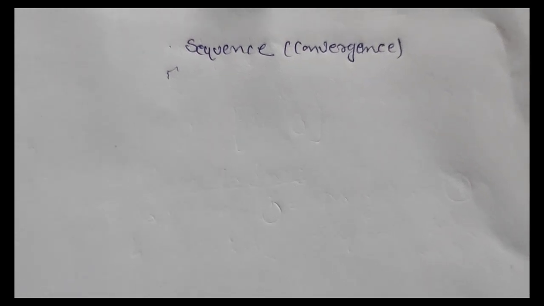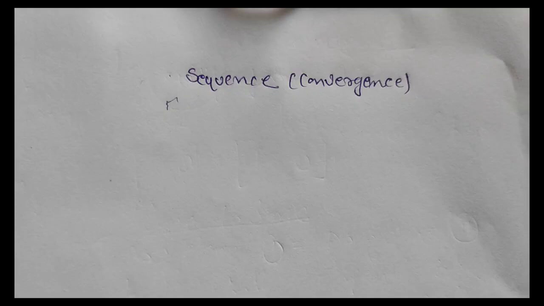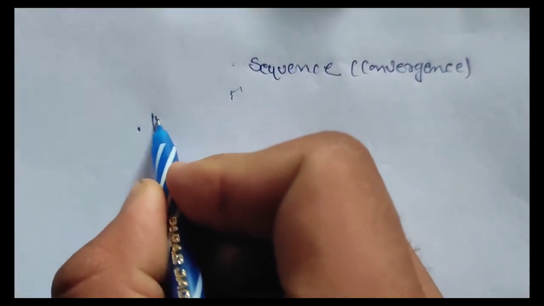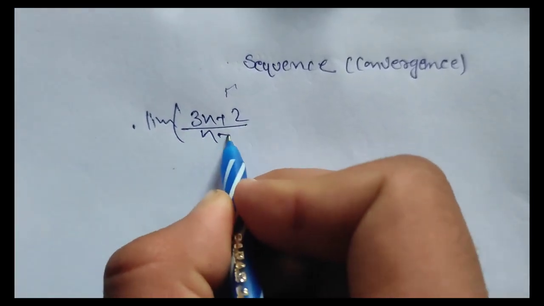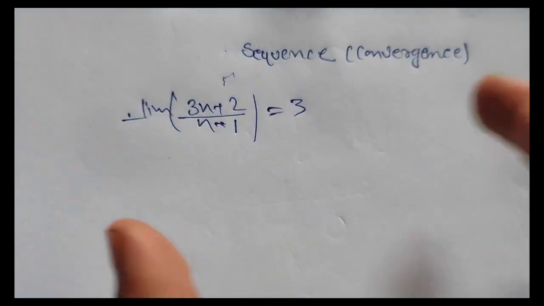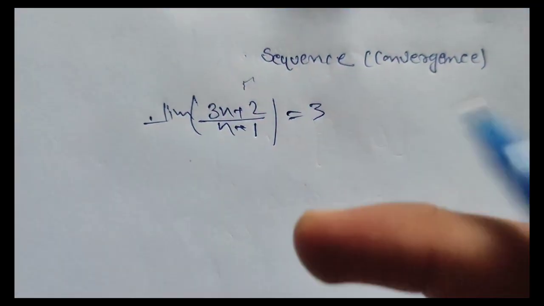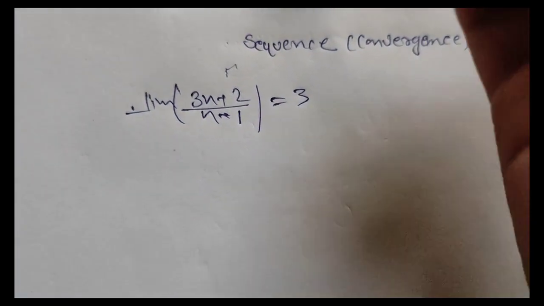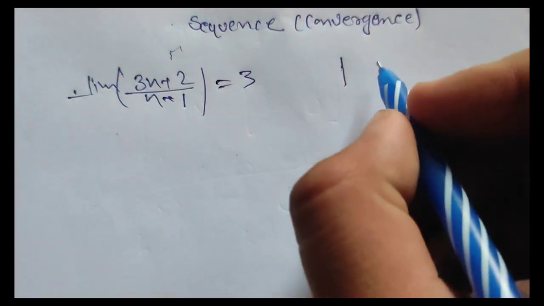Here we are again with the topic sequence and convergence, and it's time for question practice. The question is: the limit of (3n + 2)/(n + 1) is equal to 3. We know this by using the limit formula, but we solve it for the sequence and convergence. So we prove that this is equal to 3.